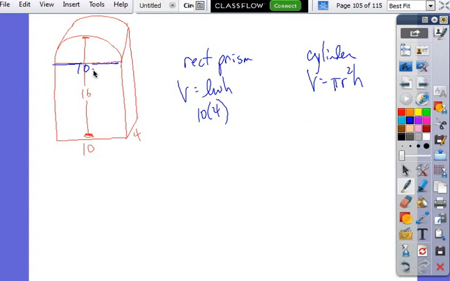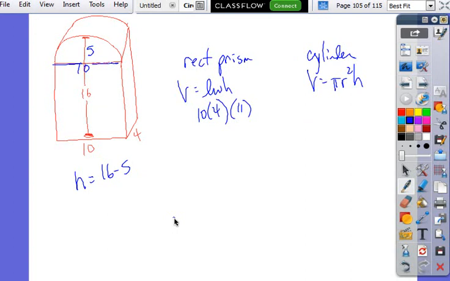So now what is the height? We still haven't got to the height. 16 minus 5, or 11. For the height, I had to do 16 minus 5. Find the radius and then do the total height minus that radius. So 10 times 4 times 11 is 440.